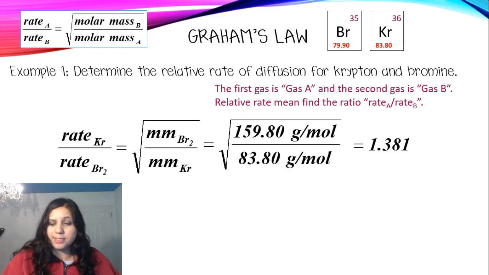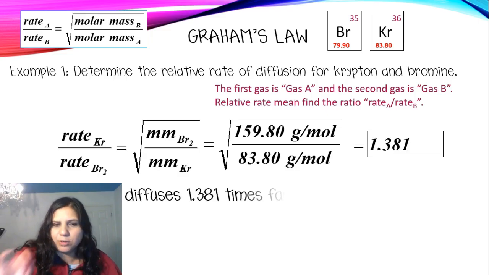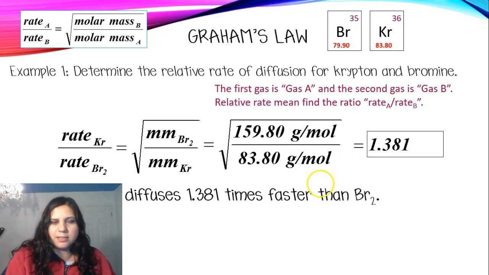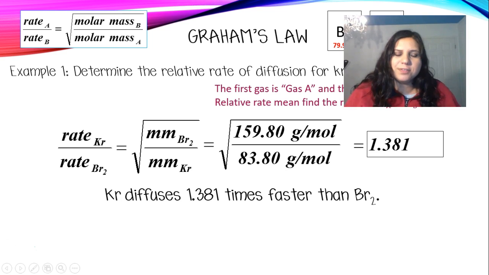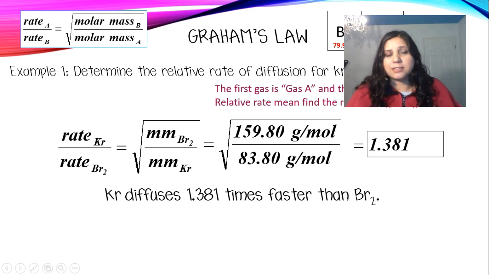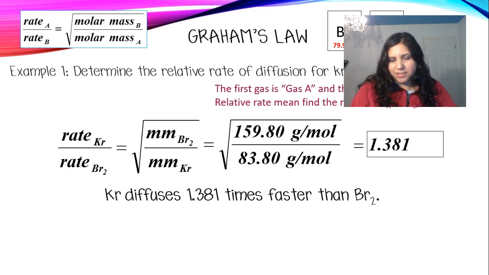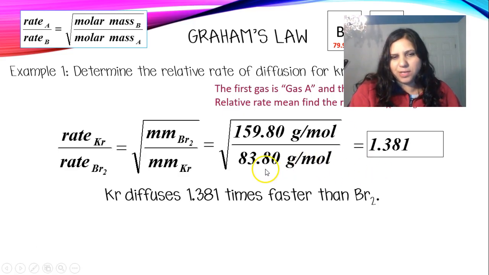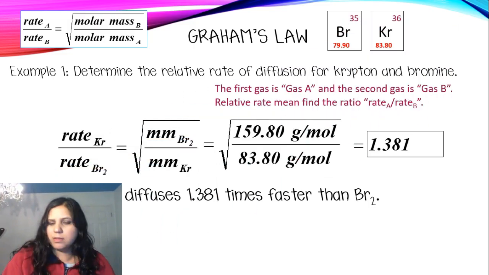All this means is, since it's written in this order, that krypton is diffusing faster in the way here. Krypton is diffusing faster than bromine, and it's diffusing 1.381 times faster. Any questions about why I got the significant figures I did? This one has 4, that one has 5, so there we go.